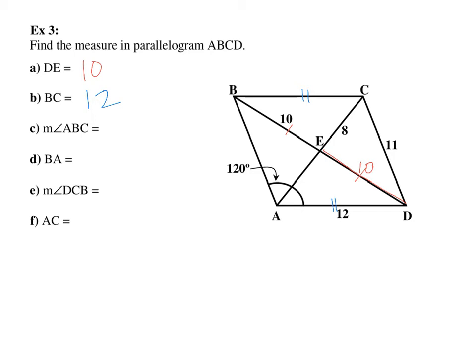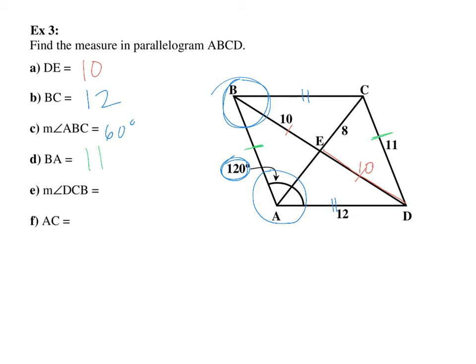Measurement of angle ABC. I know that these angles here add up to 180. So if this is 120, this angle here must be 60 degrees. For the next one, BA. I know that these two sides are the same, so that's 11.